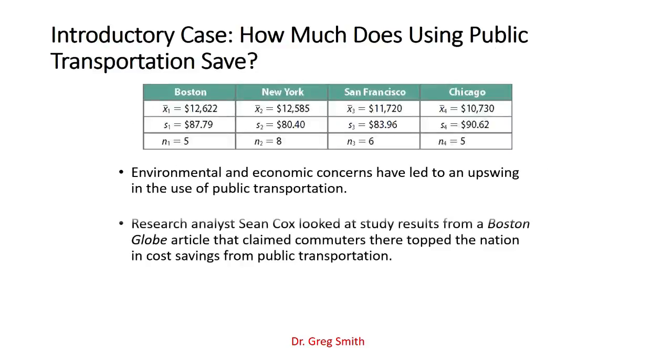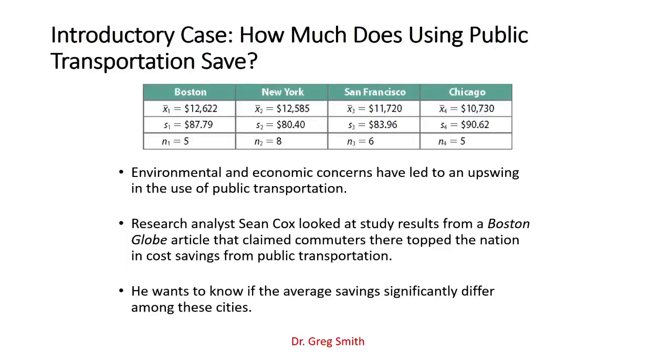So what do we do with ANOVA? Well, let's take a look. For this case, how much does using public transportation save? And what they have are four different cities: Boston, New York, San Francisco, and Chicago. And you can see the four different mean amounts that are saved in each city. The samples of each were 5 in Boston, 8 in New York, 6 in San Francisco, 5 in Chicago. And you can see the sample standard deviation of each. Notice the standard deviation of each. And we're wondering whether or not they're the same.